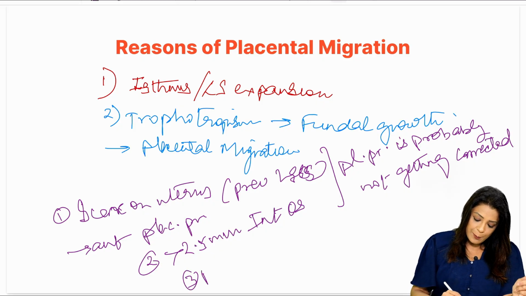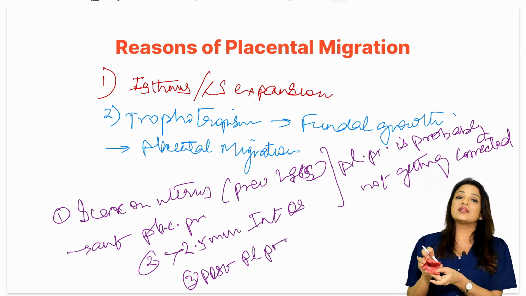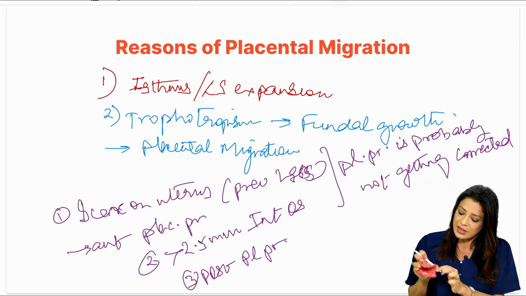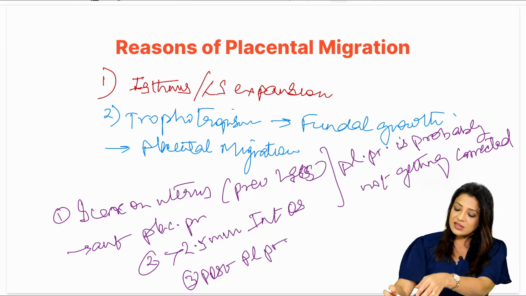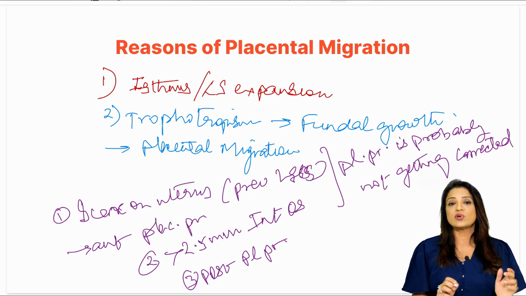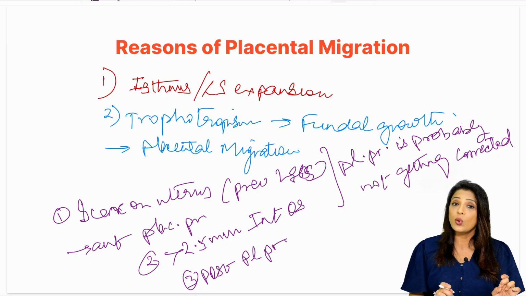What else? A posterior placenta previa. A posterior placenta previa has less chances of going up than the anterior one. We don't have any explanation for that, but if it's a posterior one, probably it might not go up. The anterior has more chances of going up, all right? So these are the three indications that the sonologist might tell you, that as a gynecologist you have to be careful, this placenta may not go up, all right?